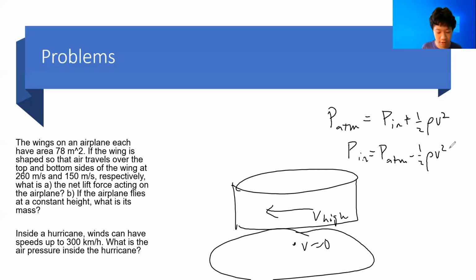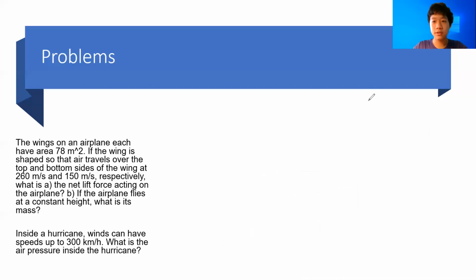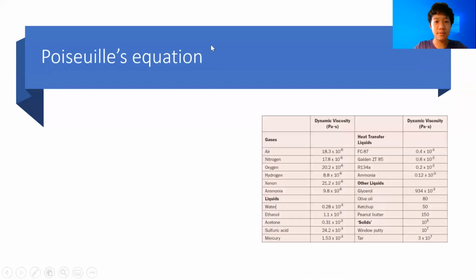So first turning velocity into meters per second by dividing by 3.6, squaring that, times 1.29 times 0.5. I'm going to do 1.013 times 10 to the 5th and subtract that. Then we get P in equals 968.20 pascals. Okay, so those are the two applications of Bernoulli's equation.